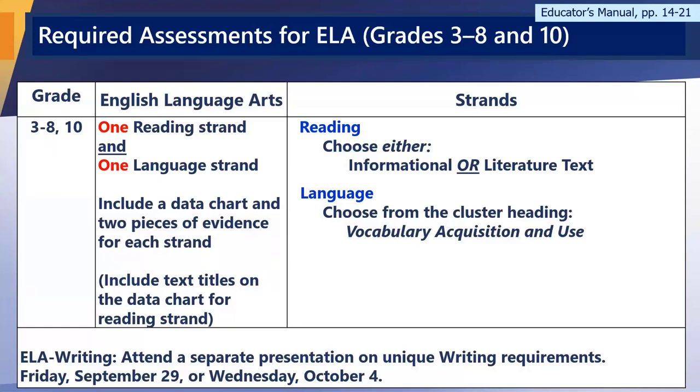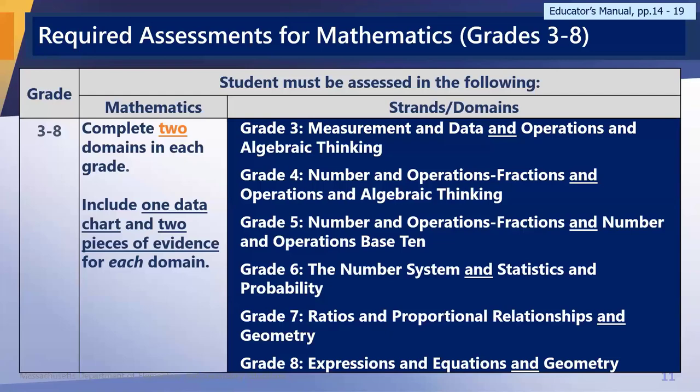Each of those strands is going to include a data chart and two pieces of evidence for each strand. And don't worry, we're going to go over everything I'm talking about. You're going to include text titles on the data chart for the reading strand. But again, I'm going to talk about all of these things separately. For ELA writing, remember I said I want you to sign up, because there's a separate session just for writing, because it does have unique requirements.